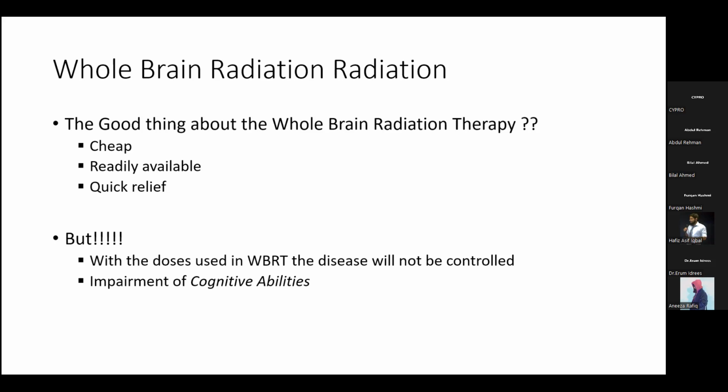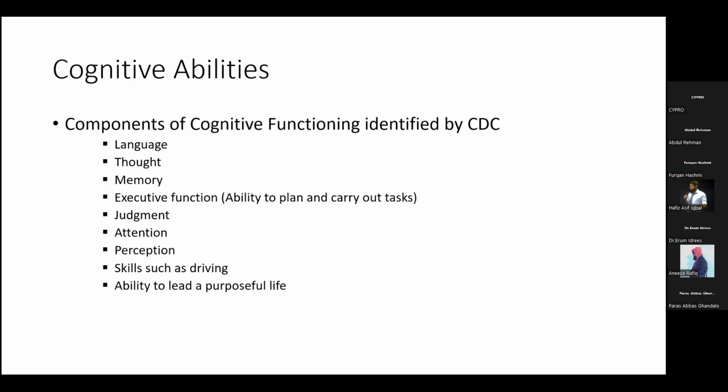Another issue associated with whole brain radiation therapy is cognitive abilities. When we talk about it, the first thing that comes to mind, and we always counsel about this, is memory. But to be honest, memory is not the only issue. We look into cognitive function abilities, and there is a whole list of parameters and activities involved. It includes language, thought, memory, of course executive function, as well as judgment, attention, and perception. So many things are involved with cognitive abilities. So definitely whole brain radiation therapy has an impact on these functions if patients are surviving long.